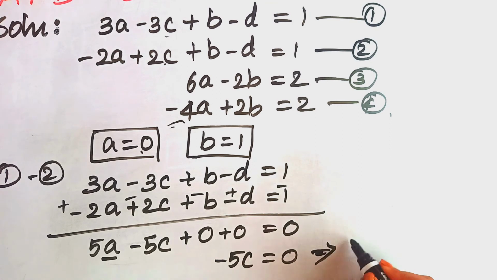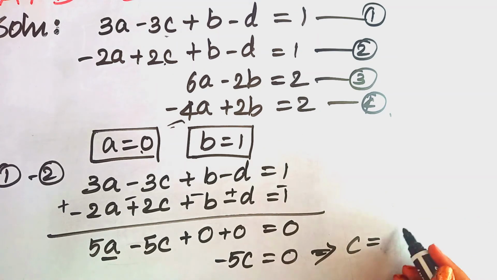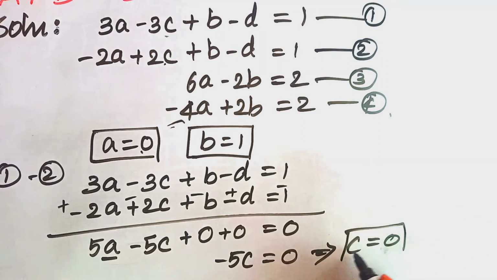Now let's take minus 5 to the right hand side. Therefore we'll get C is equal to 0 divided by minus 5, so the answer will be 0. Therefore we have found the value of C, which is C is equal to 0.